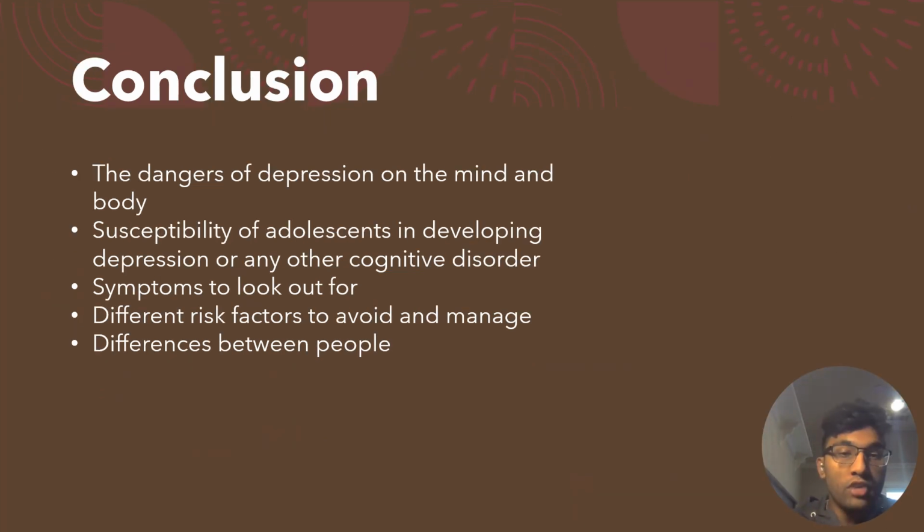So to wrap up here, this is the conclusion that we have: the dangers of depression on the mind and body and their susceptibility in adolescents in developing depression and cognitive disorders. So we have found symptoms to look out for, we found different risk factors to avoid and manage, and we looked at differences between people and gender specifically.